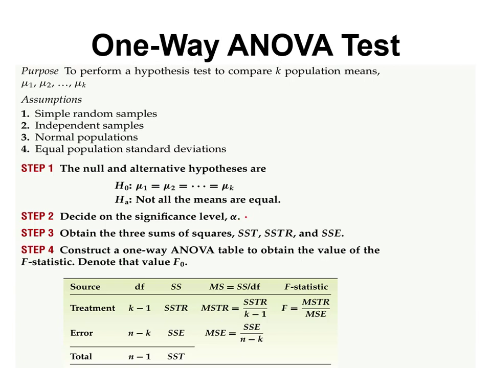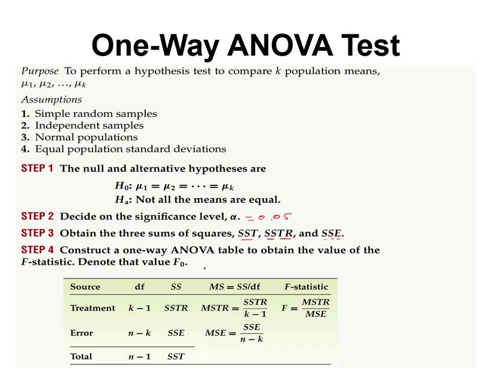The level of significance is normally 0.05. Then obtain the three sums of squares. This is the total sum of squares, which you can denote SST. This is the treatment sum of squares, and this is the error sum of squares. Now I will show you in a simple example how we calculate the total sum of squares, treatment sum of squares, and error sum of squares, because we need these for the F statistic.